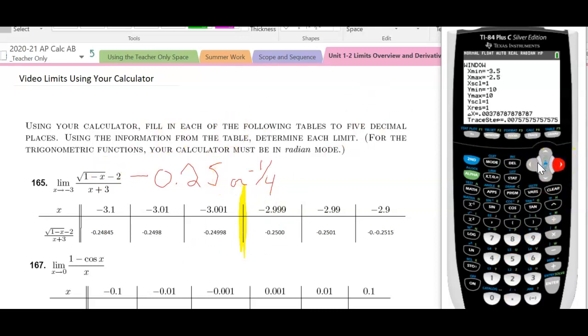So I'm going to set the y minimum to -0.26 and my y maximum to -0.25. Both of these include the critical values. I'm going to graph it, and we can see that the behavior from the left matches the behavior from the right, and that we do have that hole at x equal to -3.